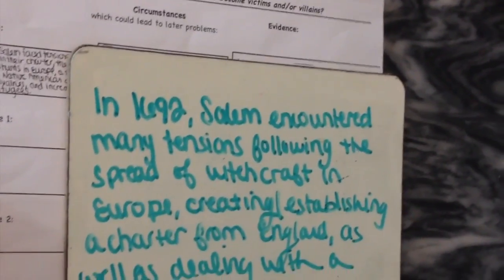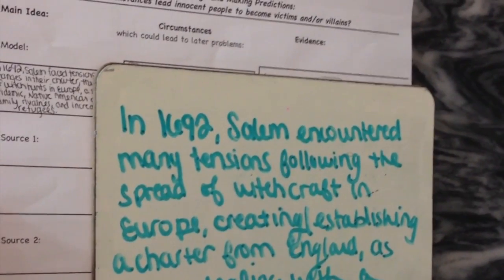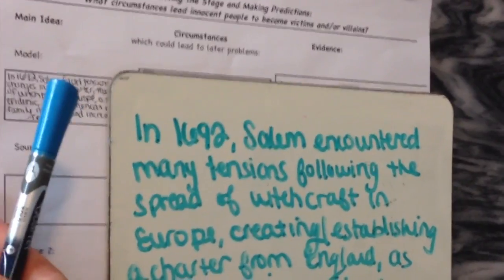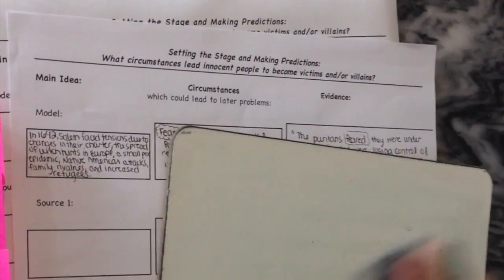The next part of my organizer is asking me, based on the main idea, what circumstances would lead to later problems? How is all of this going to lead to the Salem witch trials and the 20 people that were going to be killed? Looking back over this, I'm going to erase my whiteboard and go to my next section. What is it that is going to cause all of these people to die?